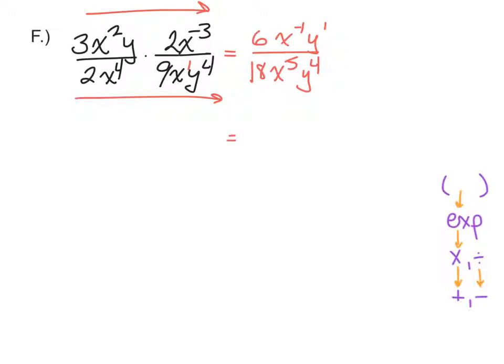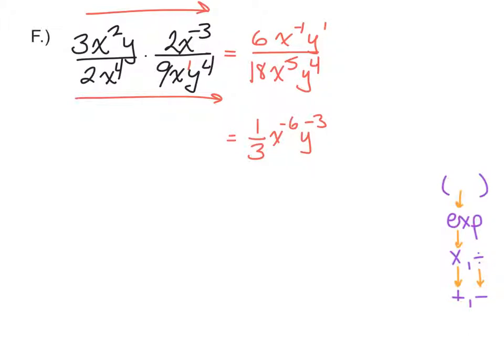6 over 18, that's 1/3. The x's, we're dividing exponents, so subtract the powers, and negative 1 minus 5 is negative 6. With the y's, we're dividing those as well, so subtract the powers. 1 minus 4 is negative 3.